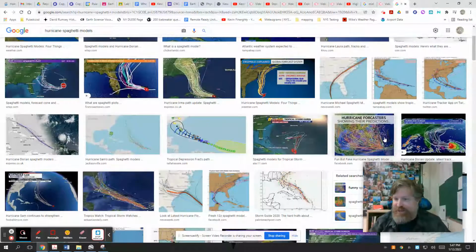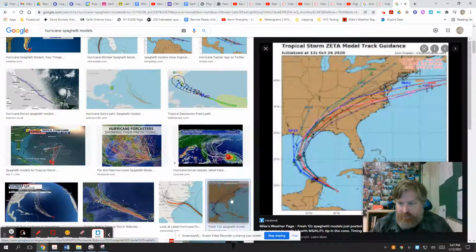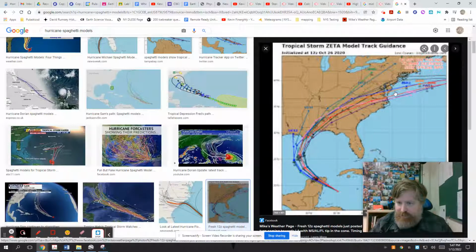Fun but fake hurricane spaghetti model. There you go. That's fake. In general, they curve up towards there, and then they head out to sea. There's another one. They're all over the place. Although this is on Facebook, I'll still confirm that this looks about right.